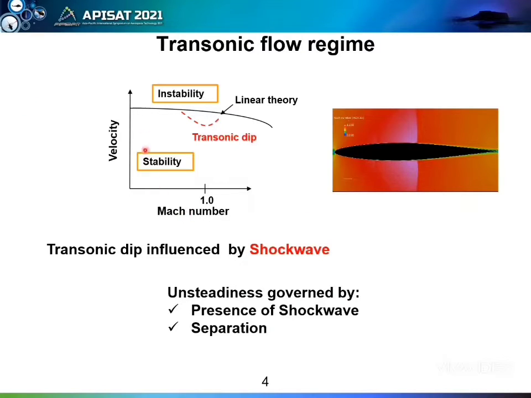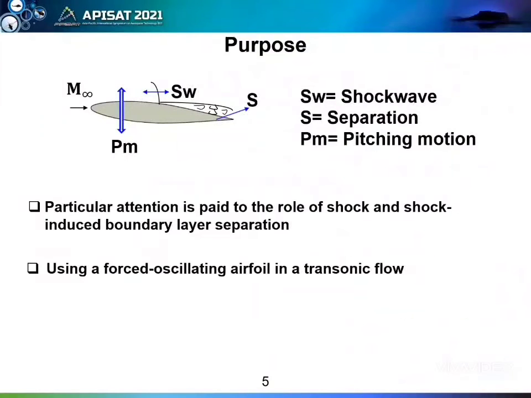Why? Because this particular curve is very important, and it determines safe flight conditions. Therefore, the role played by shock wave and shock-induced separation in unsteady aerodynamics needs to be critically studied, which is the major part of this work. So the purpose of this work is to pay particular attention to the role of shock and shock-induced boundary layer separation by making use of a forced oscillating airfoil in a transonic flow.